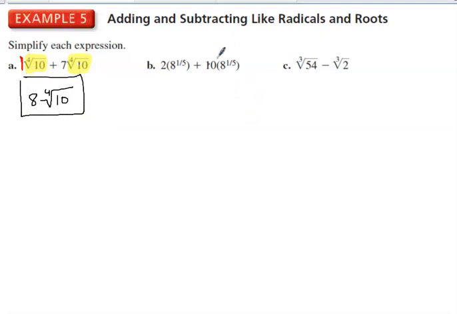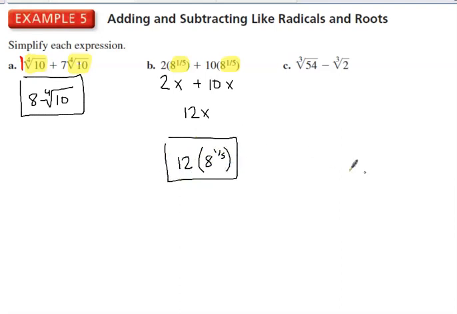For B, same thing, we are adding. Think of this as 2 times something plus 10 times the same thing. So we end up with 12 multiplied by whatever that thing is. Well, in this case, x is actually 8 to the 1/5 power. We have 2 of them and then 10 more of them, which means we have 12 of those 8 to the 1/5 power. We're just counting how many we have altogether.